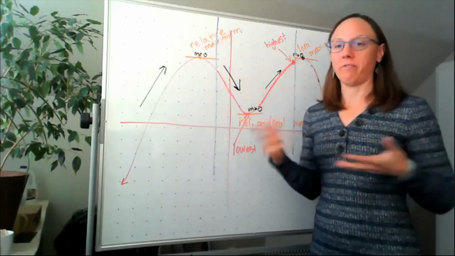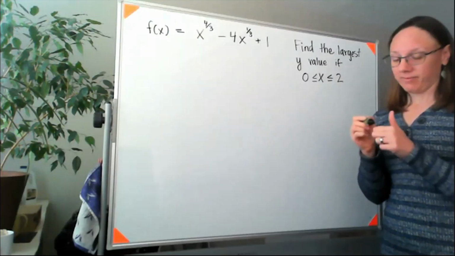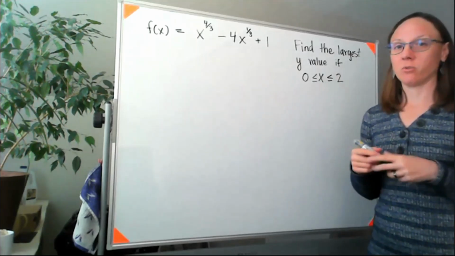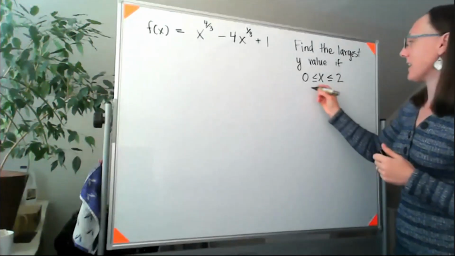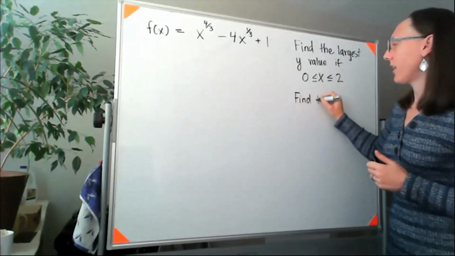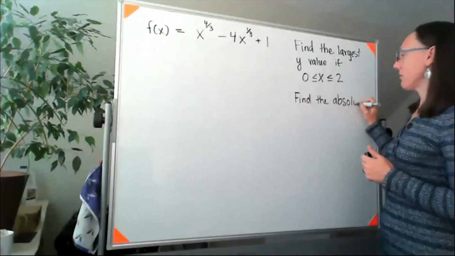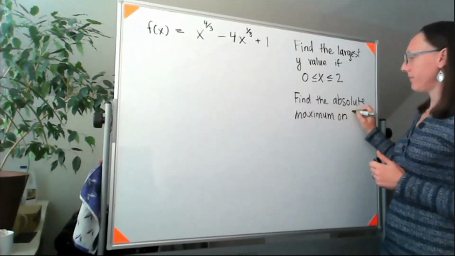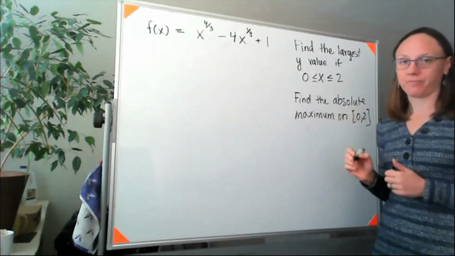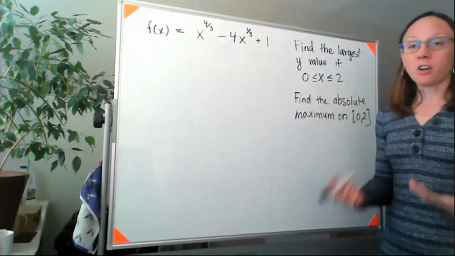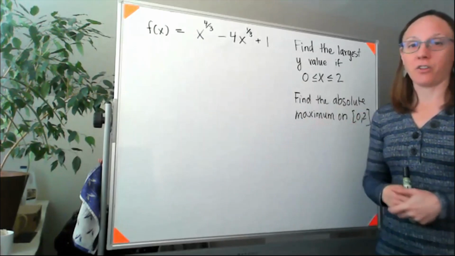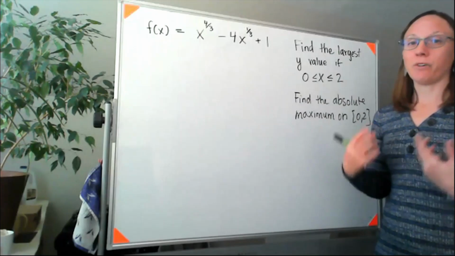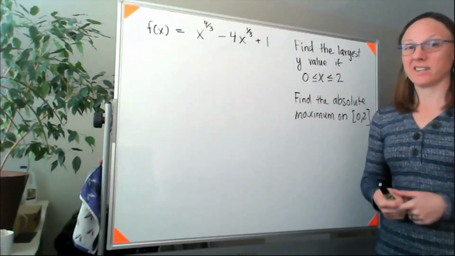So let's do a problem where we're finding absolute maximum. Now this question of find the largest y value if x is between 0 and 2 would probably more likely be phrased as find the absolute maximum on 0 to 2. So we're going to start off the same way that we started our other problems, meaning if we're going to find relative maxes or mins, we first need to take the derivative and set it equal to 0.